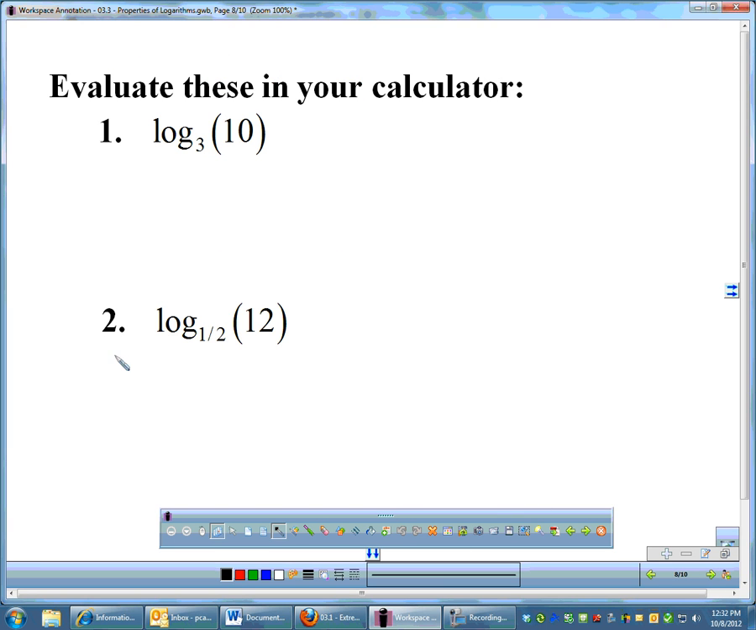Good. Okay, evaluating in a calculator. These are extremely easy, and these are playing off that change of base rule. There is no log base 3 button in the calculator.